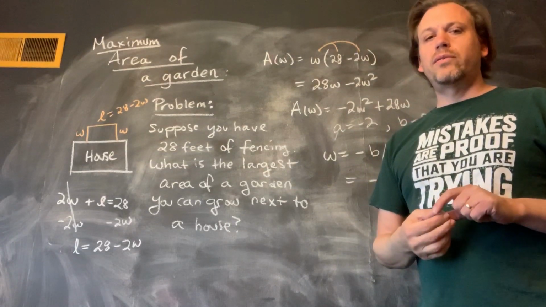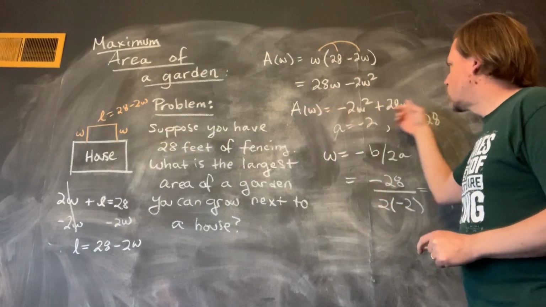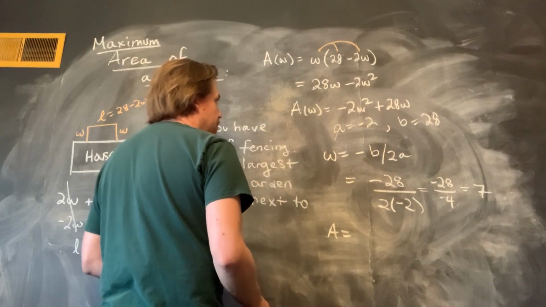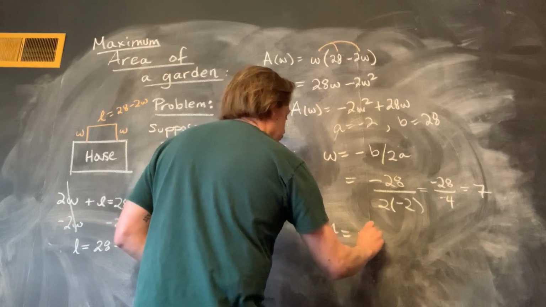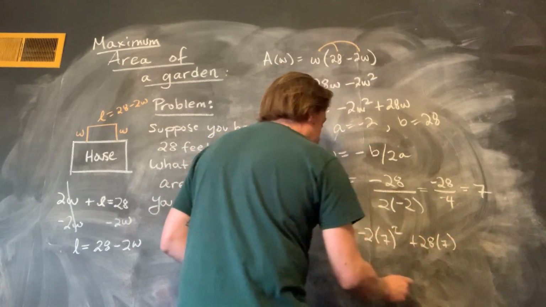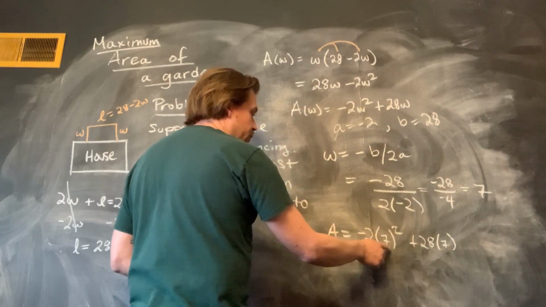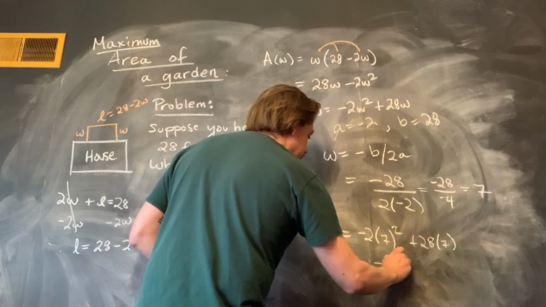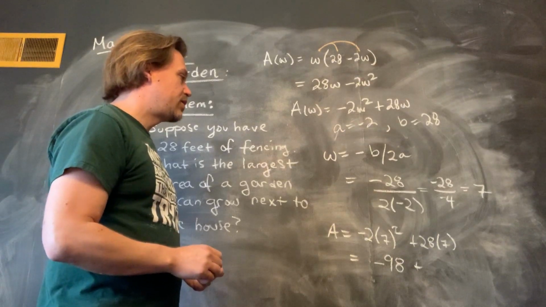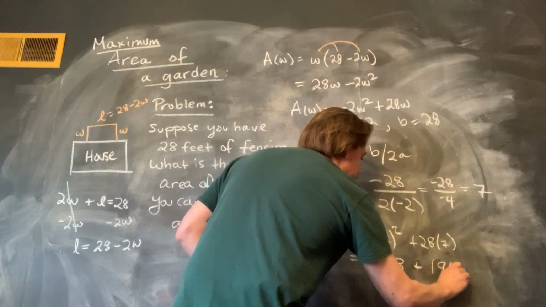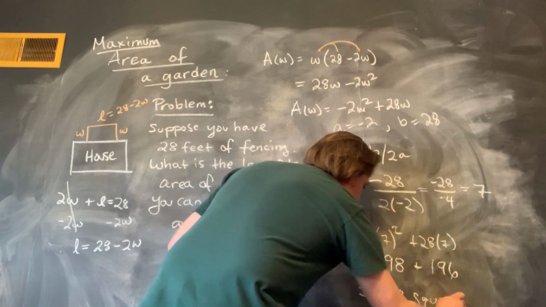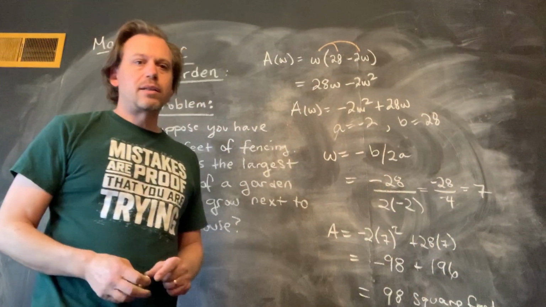What would be the area of the garden then if the width is 7 feet? There are different ways to calculate that. One way is to just put it into this function. So now the area of our garden, when the width is 7 feet, is going to be -2 times 7 squared plus 28 times 7. 7 squared is 49. 49 times -2 is -98. 28 times 7: 20 times 7 is 140, 8 times 7 is 56, and 140 plus 56 is 196. If I do -98 plus 196, I get +98 square feet.